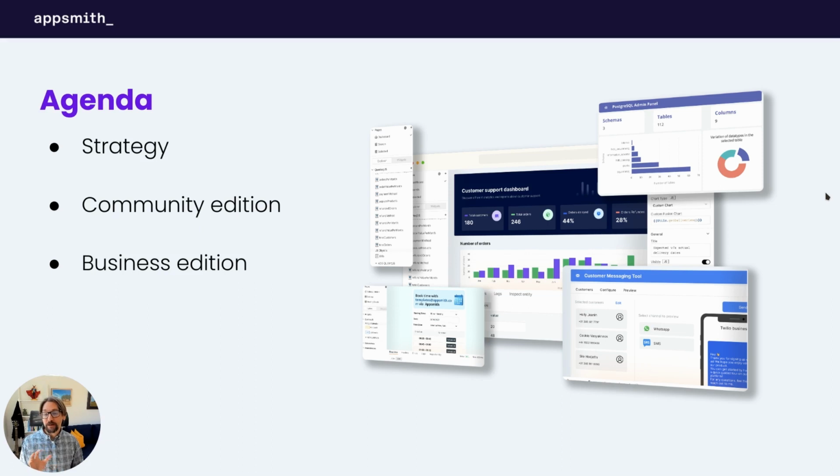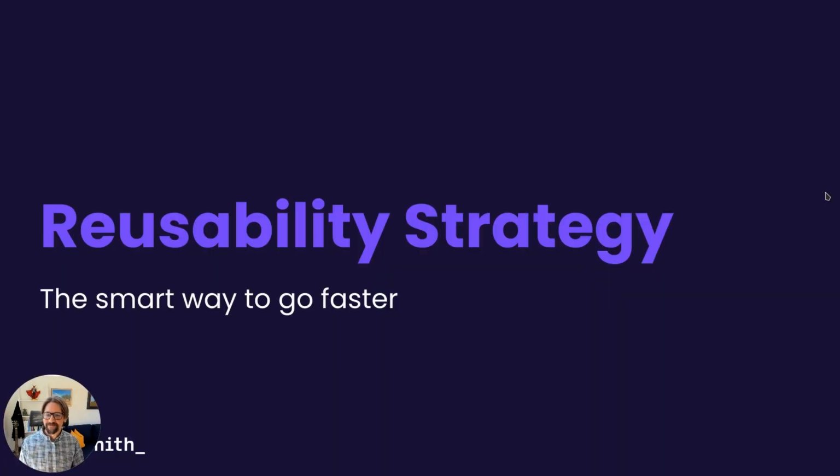Now, today we're going to be talking about this in a few different ways. First, we're going to talk about the strategy that we have on how we're approaching reusability, how we're thinking about it, why we're even doing that at all, and what that means to you. Then we'll talk about reusability on the community edition perspective, as well as the business edition perspective. And don't worry, we're going to talk about why there's kind of two different approaches, how those fit together, and why you should even care. All right, let's jump right in.